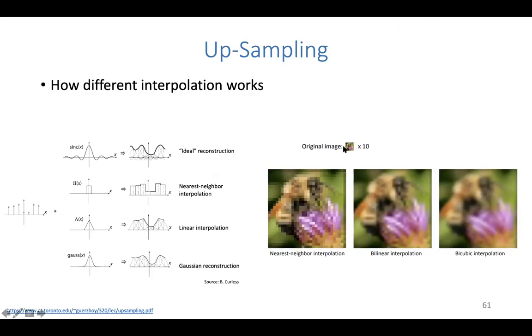So you have a very small image, like right here. It's actually an image of a bee on top of a flower. And you want to blow the resolution up by a factor of 10. If this is 10 by 10, then you want to blow it up to 100 by 100. And when you use nearest neighbor interpolation on this original image, you would get an image that looks like this.